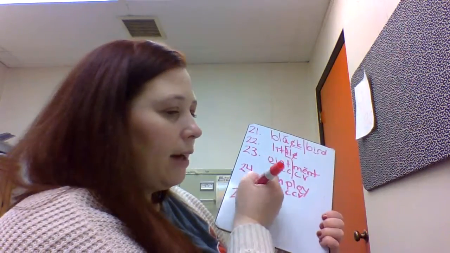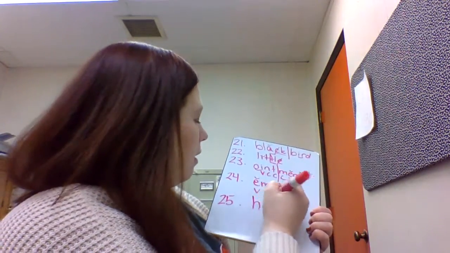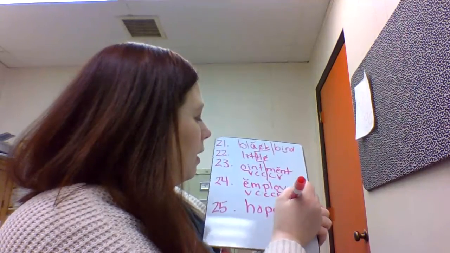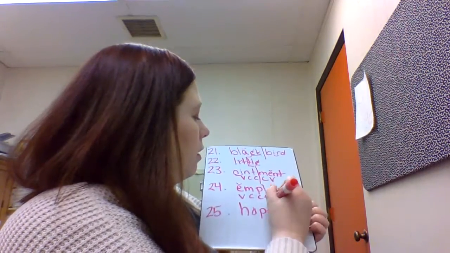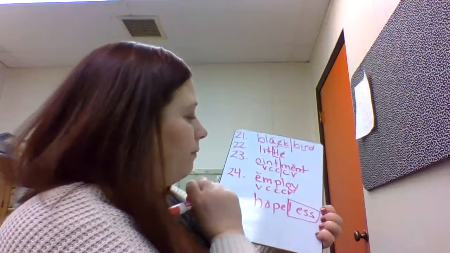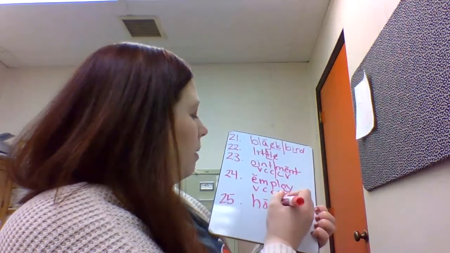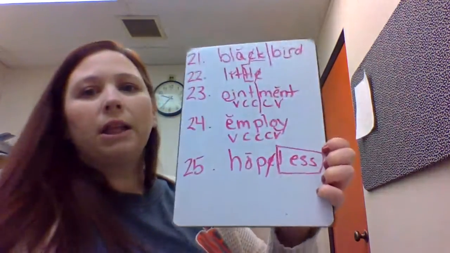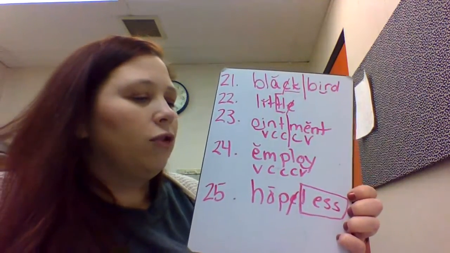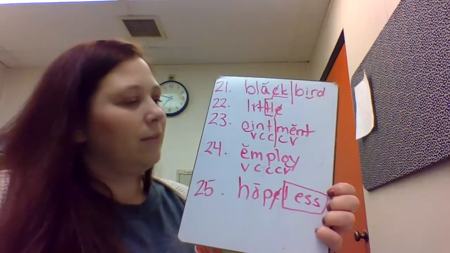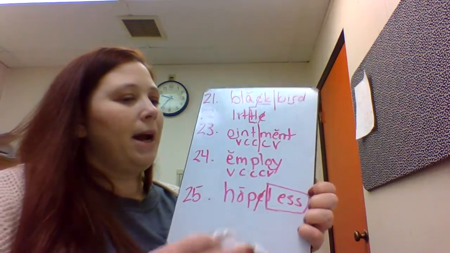And 25, hopeless. Less is a suffix, right? So we are going to box that off. Then we have vowel, consonant, E. So our O gets a macron, our E goes away, hopeless. Draw a line to the picture that matches next to it. We're going to talk about our homework on the back.